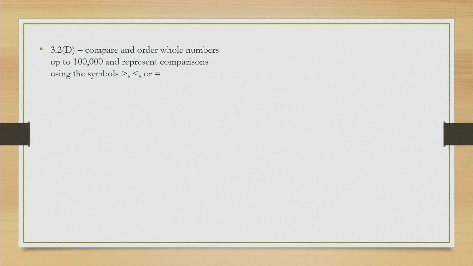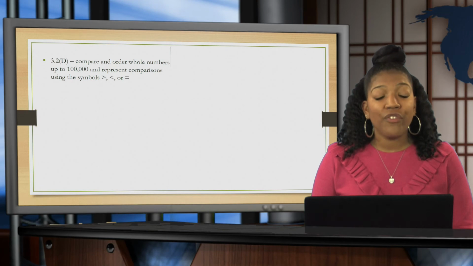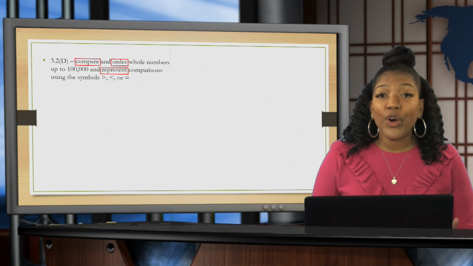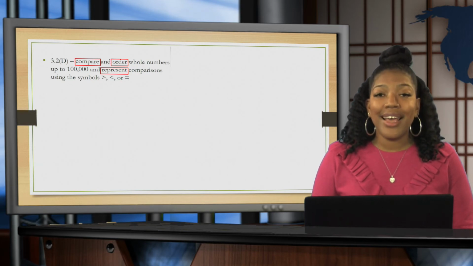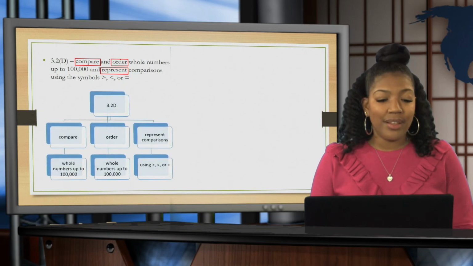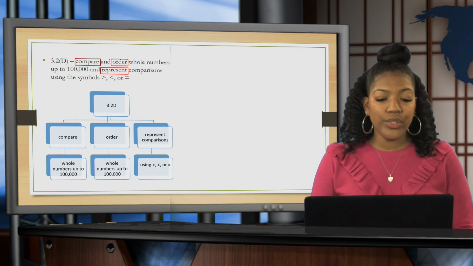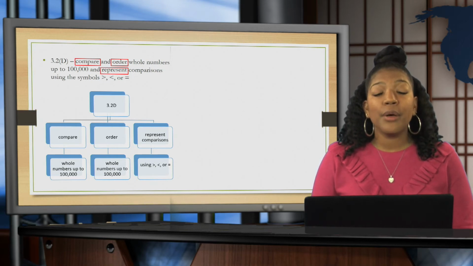Here's your first TEK. Compare and order whole numbers up to 100,000 and represent comparisons using the symbols greater than, less than, or equal to. Let's start by picking out the verbs first. The first verb we notice is compare. Second verb, order, and the third verb, represent. Again, if you pull those verbs out first, then you want to directly connect them to the noun. It'll look a little something like this: compare whole numbers up to 100,000, order whole numbers up to 100,000, and then represent the comparisons using greater than, less than, and equal to.